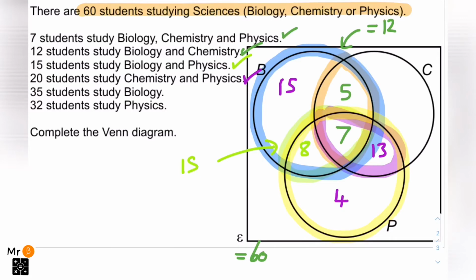Now we do our final check. We make sure that these all add up to 60. They only add up to 52. So therefore we now know that 8 must study chemistry by itself. Now it adds up to 60, so we've done our final check and we have fully completed our Venn diagram.